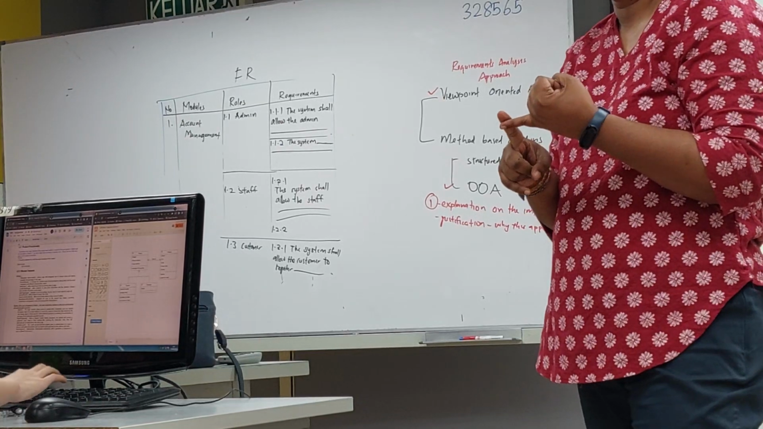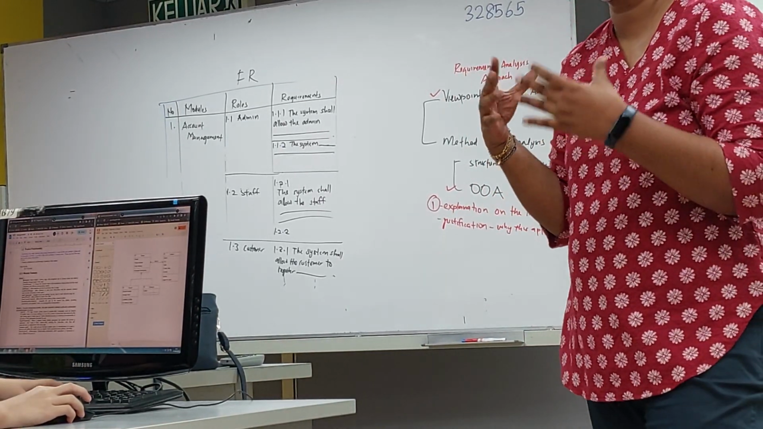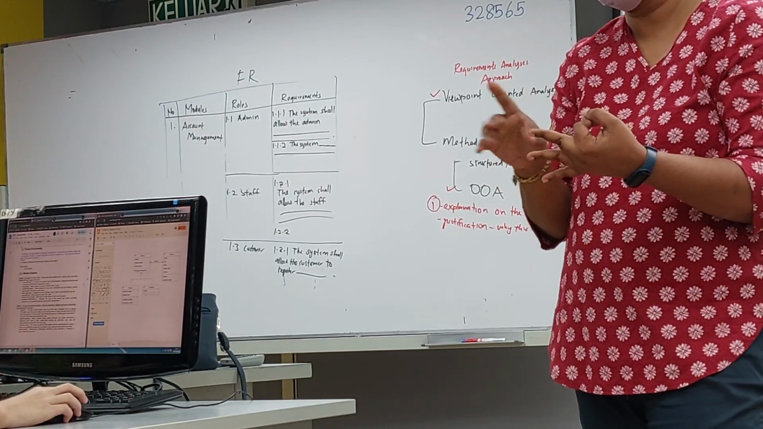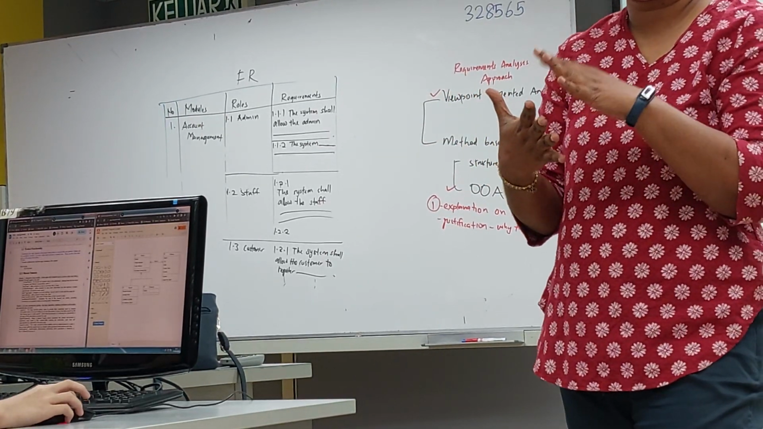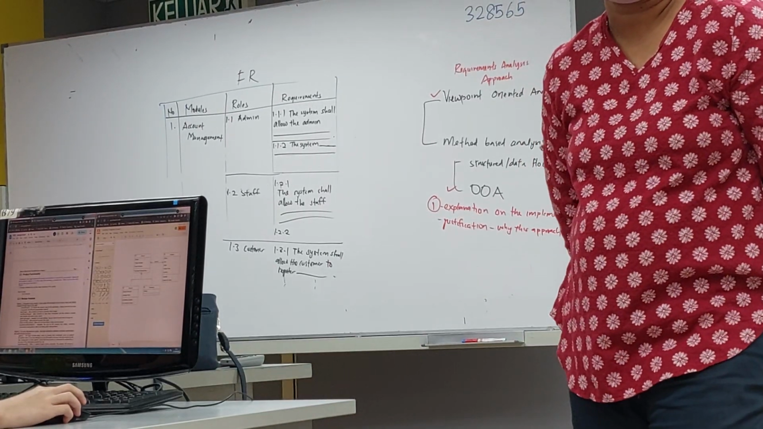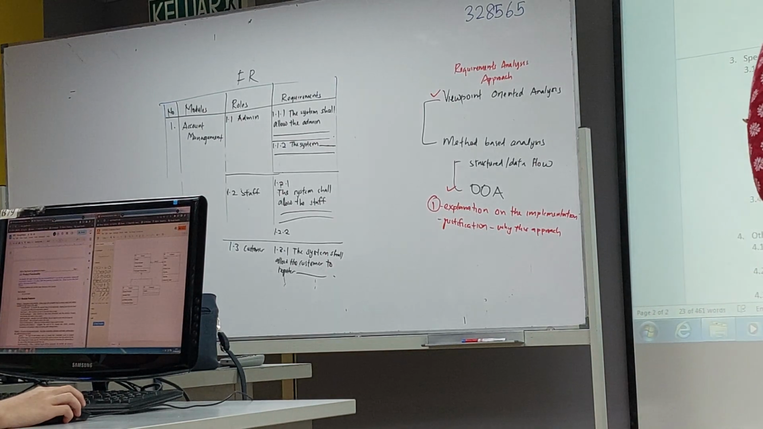Missing requirement, conflicting requirement, you will be losing marks. So make sure your requirements are clear. No missing requirement, and no clashing or conflicting requirement. Like in one place you mention something, and in the other place you mention something which clashes with the other requirement. That will affect your requirements. Okay, that's about functional requirements.